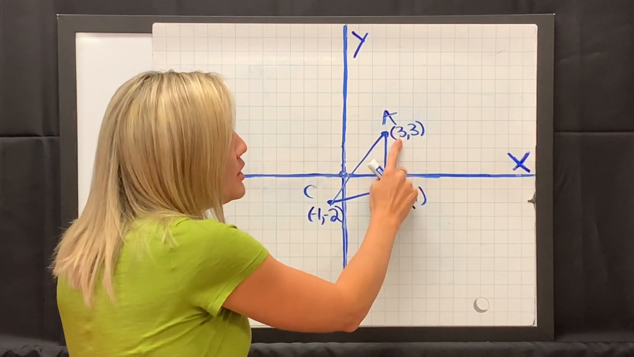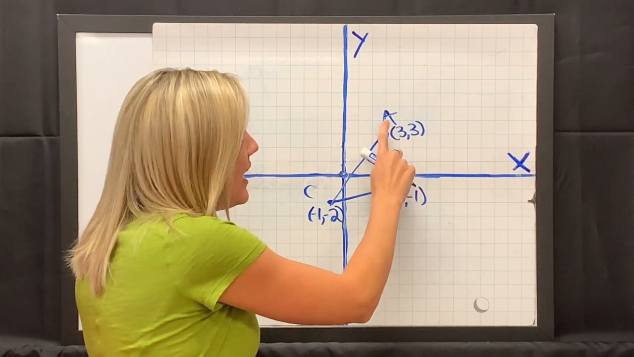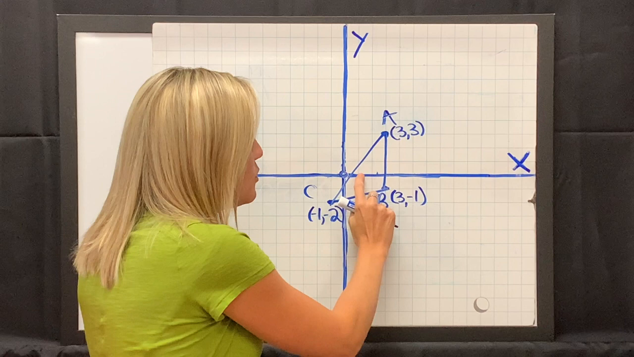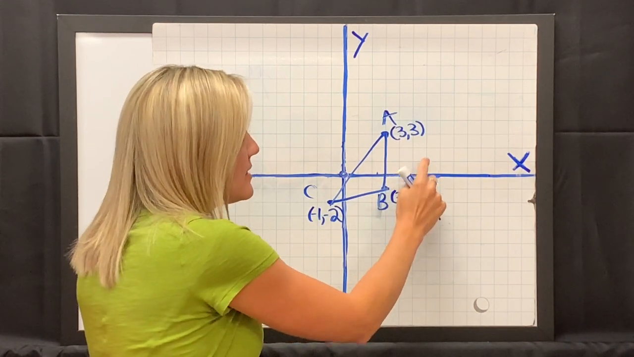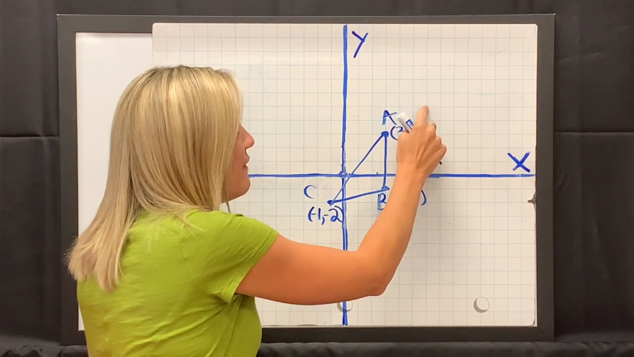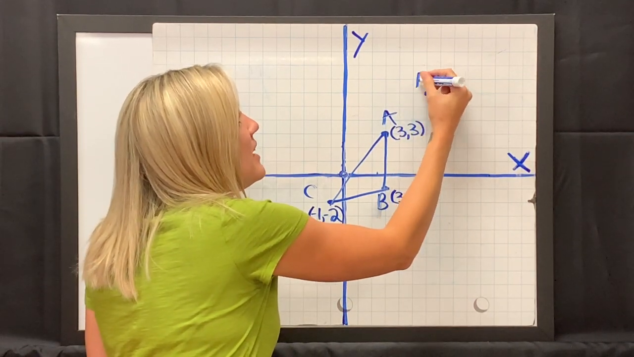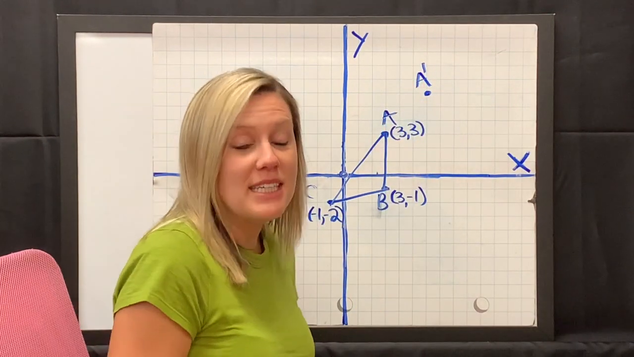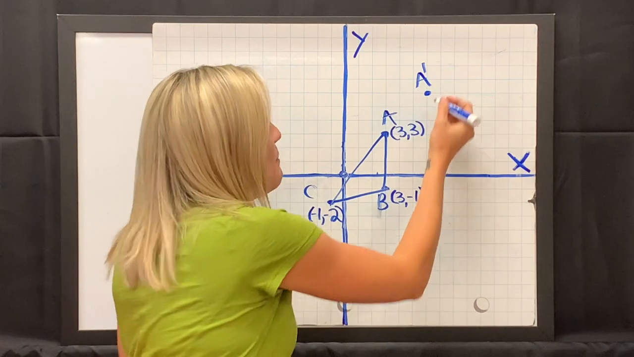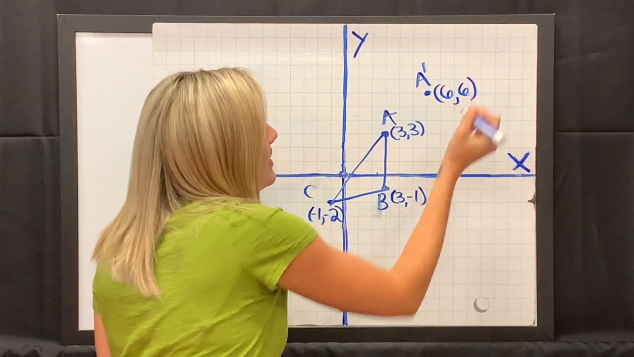So 3 times 2 is 6, and 3 times 2 is 6. So my new A is going to be over 6, 1, 2, 3, 4, 5, 6, and up 6, 1, 2, 3, 4, 5, 6. And that is where my new A is going to be. And if you remember, we're going to put that little hash mark there. That tells me it's the new version, okay? And my points are 6, 6.